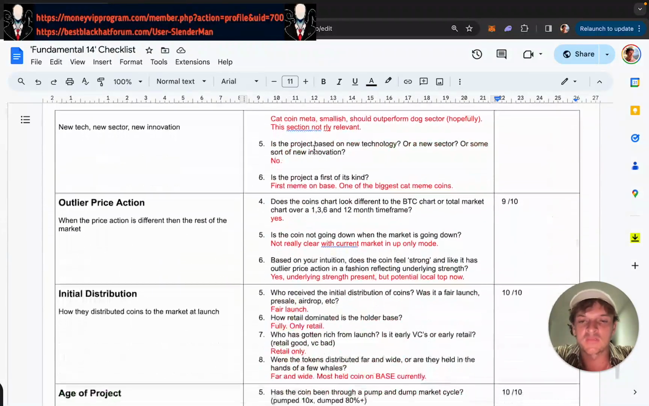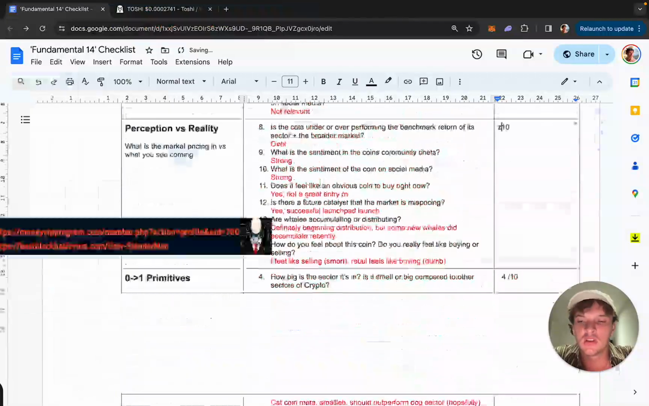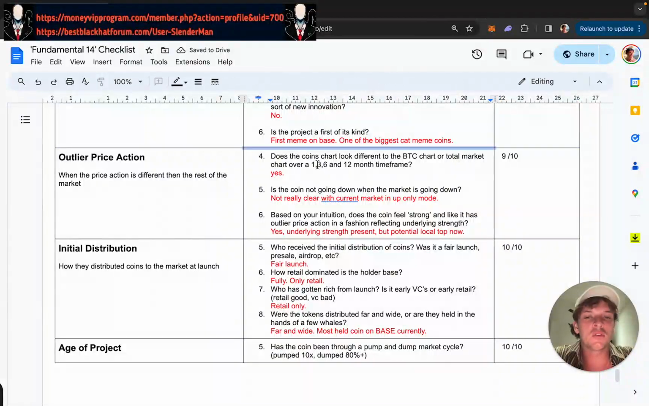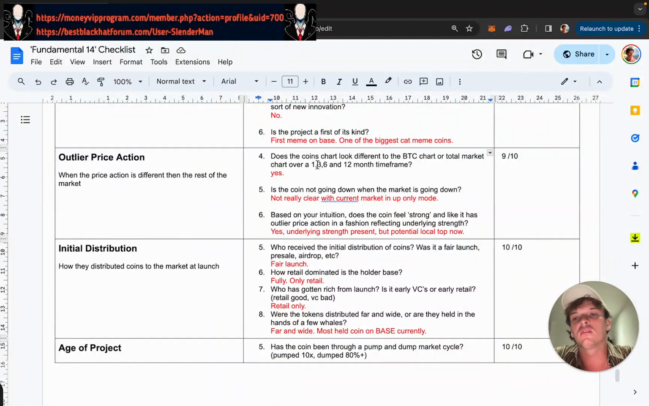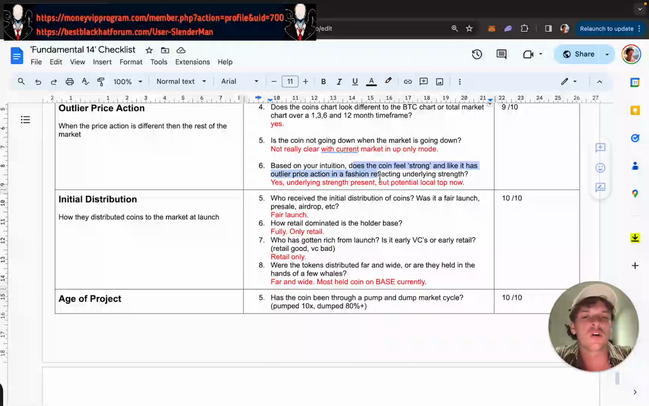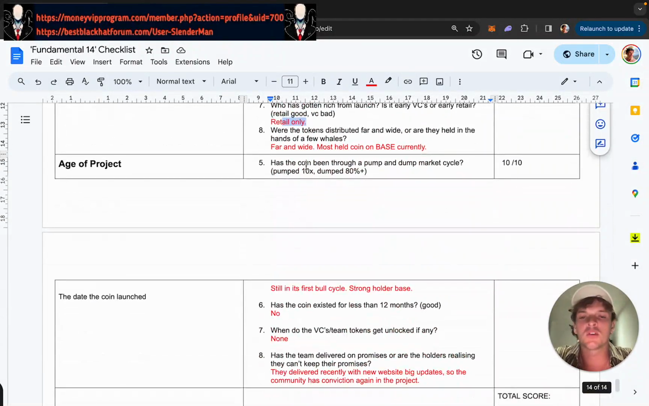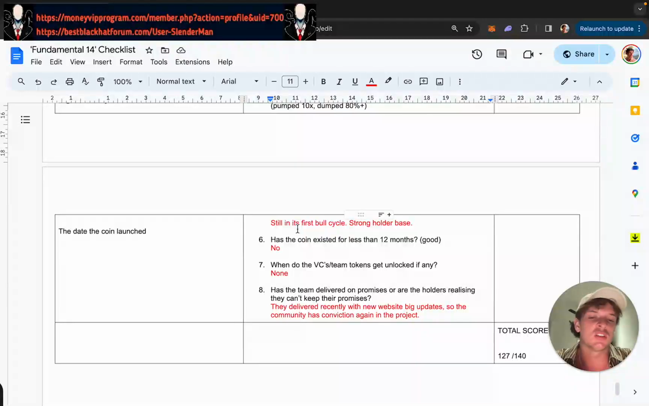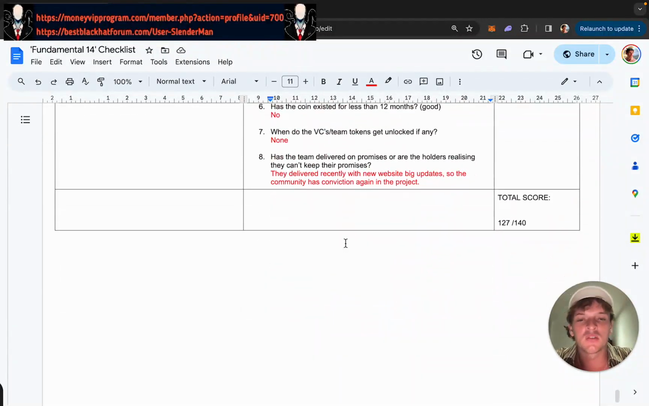It's not really relevant. Outlier price action. Does the coin look different to the rest of the market? Is it going flat when the market's going down? Is it going up more when the market's going up? Does the coin feel strong, okay? Initial distribution, basically how they get the coins out when it launched. So it was a fair launch, it was only retail, no VCs. Age of the project. So, has it gone through a pump and dump cycle? Has it existed less than a year? When does the team get unlocked? All this sort of stuff, okay?